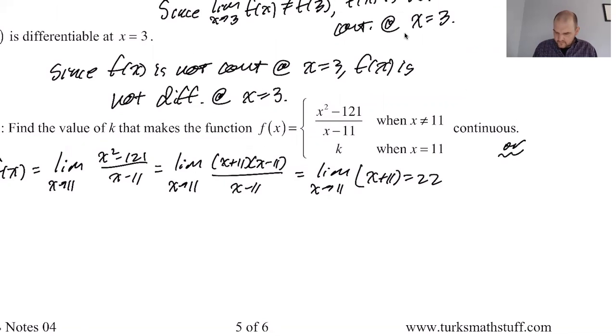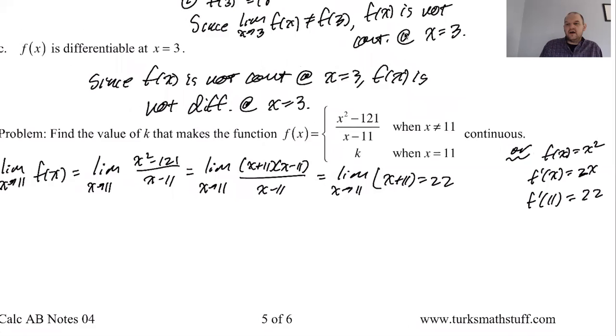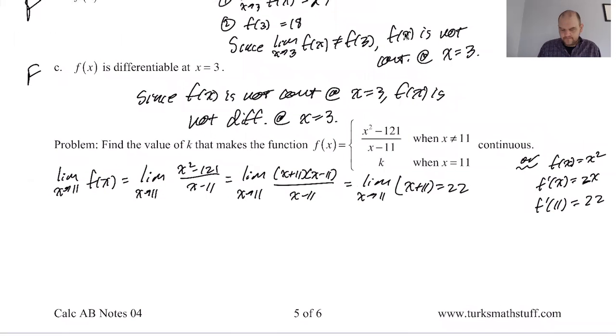Or f of x is x squared, f prime of x is 2x, f prime of 11 is 22. It's an alternative way of doing it. This should have been a 2. It does not look that great. Okay, so we found the limit.